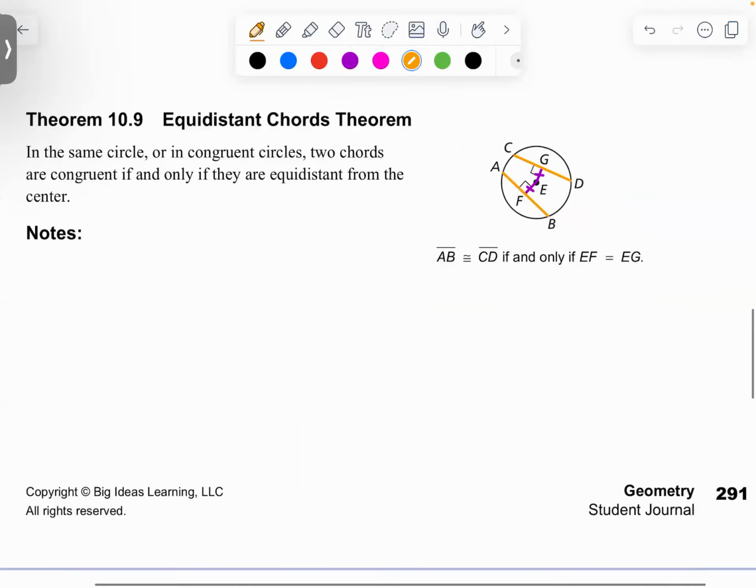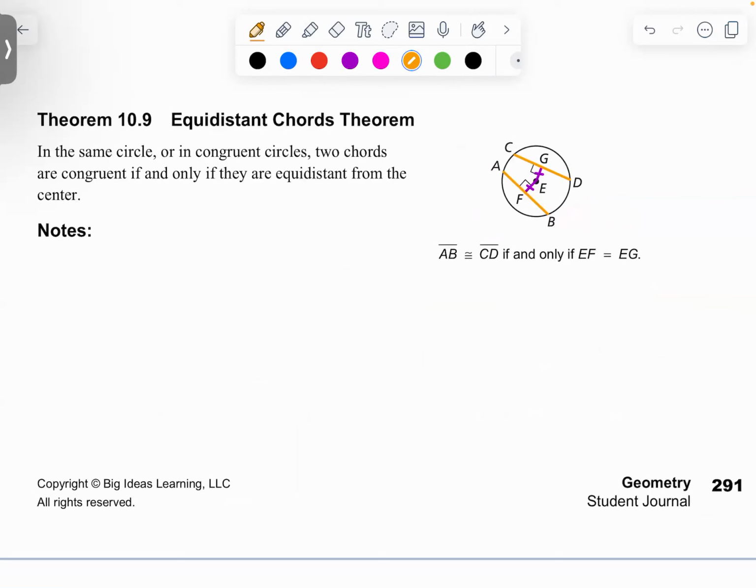So let's draw a picture. Are we getting really good at drawing circles?